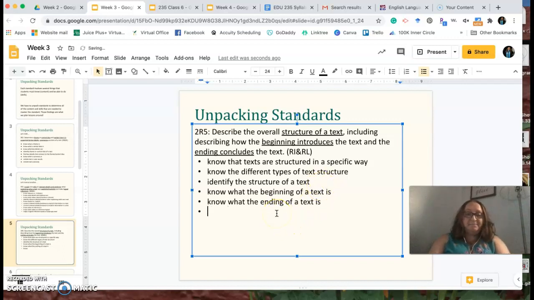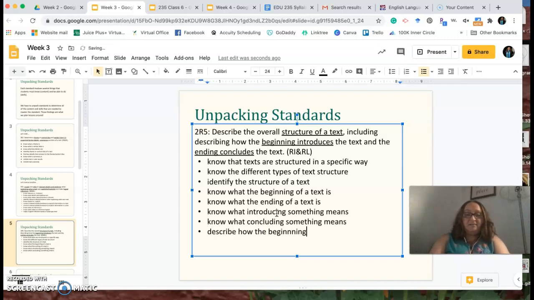So then they have to know what introducing something means, and know what concluding something means. Right? You have to know what it means first. So then students can describe how the beginning of the text introduces it, and describe how the end of the text concludes it. Does that make sense? I hope.